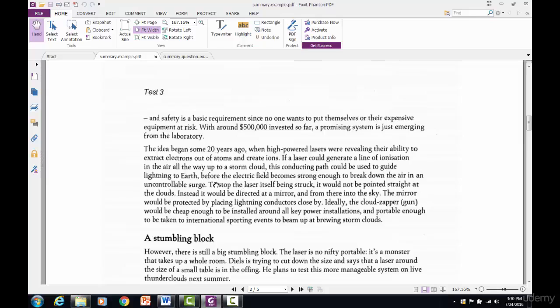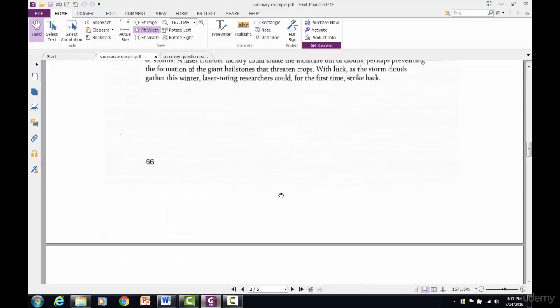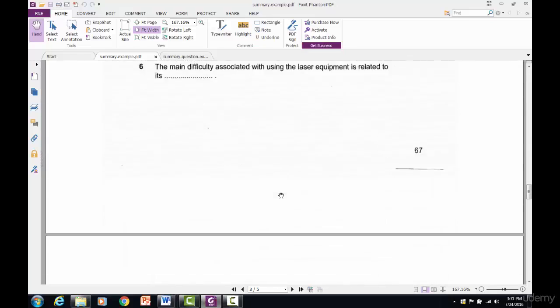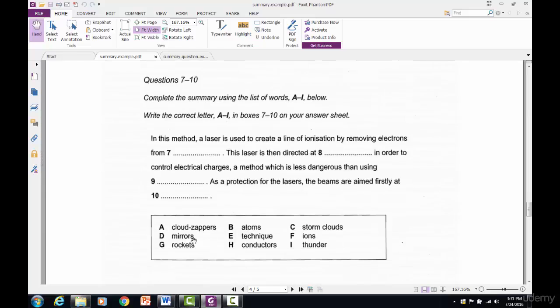To stop the laser, I'm starting with the sentence before so you can see that this is the answer. To stop the laser itself being struck, it would not be pointed straight at the clouds. Instead, it would be directed at a mirror and from there into the sky. So first it's going to be directed at a mirror and from there into the sky. All right, so directed at is the synonym language here. Directed at for aim, firstly aimed. Aimed firstly at, directed at a mirror. So the answer for number 10 would be mirror, which is D.